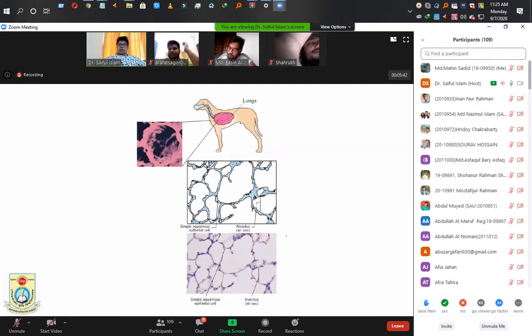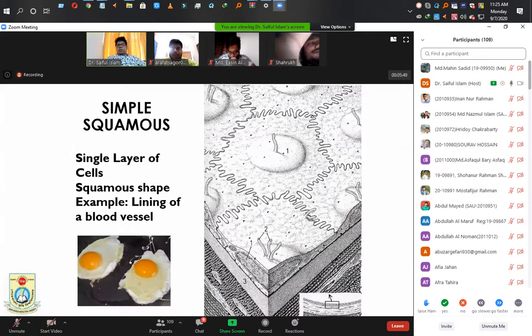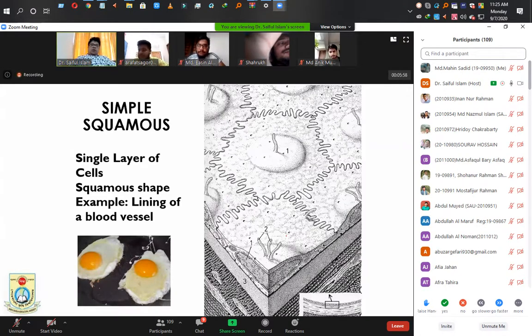Okay, we'll come to this later. First, just in the morning you take breakfast, and maybe you eat some fried egg. So look at the fried egg. The shape of the fried egg is irregular, okay? And the nucleus is also elongated or flat.